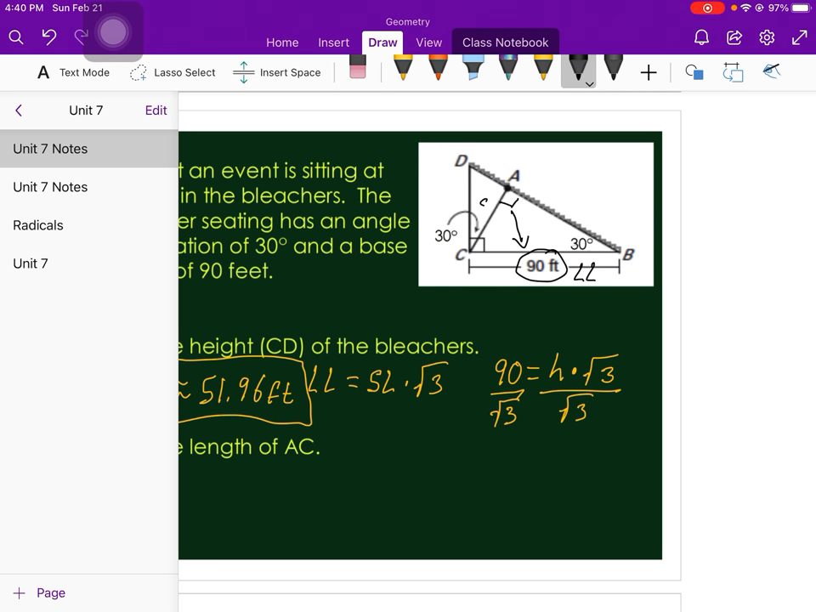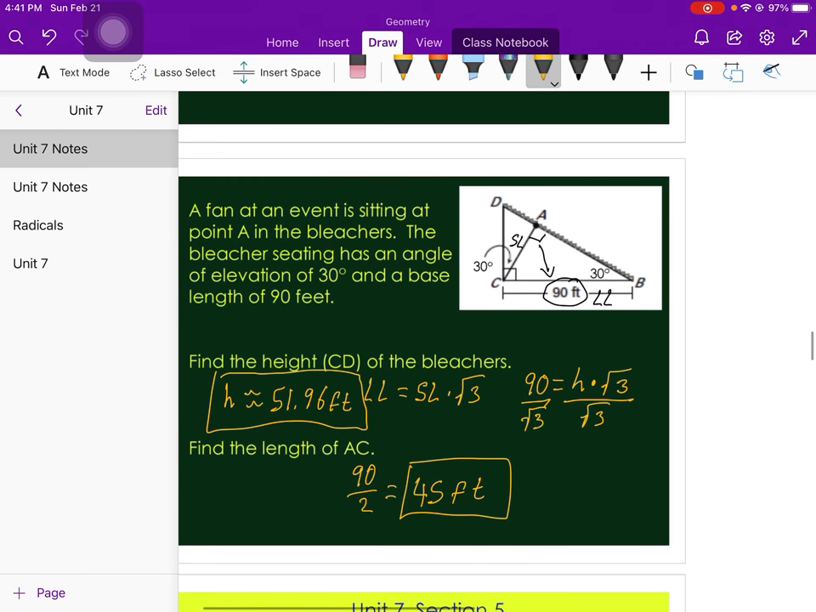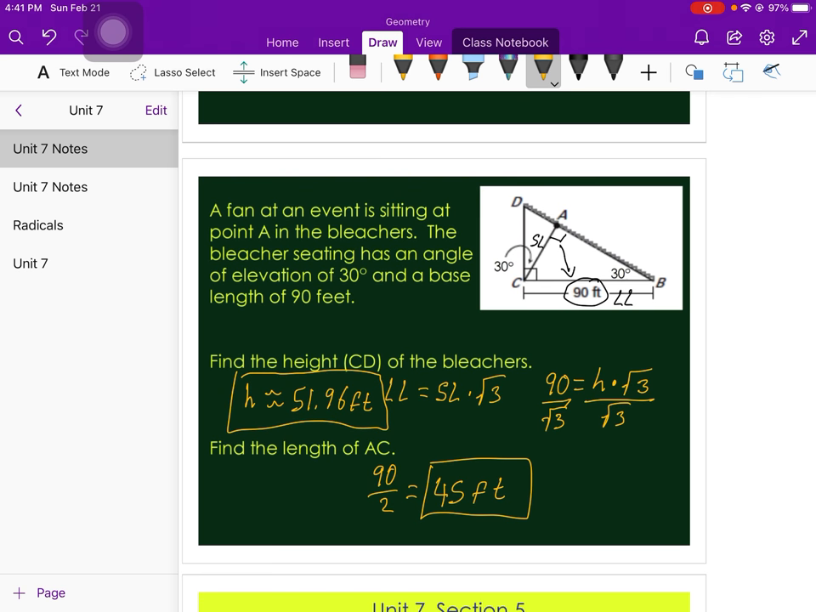So if that's the hypotenuse, and we're trying to find AC, which is the short leg, remember we can just cut it in half. So we're going to take 90 divided by 2, and we get 45 feet for the length of AC. So that one is just being able to recognize the fact that you have multiple triangles there and deciding which pieces you need and how to either multiply or divide.